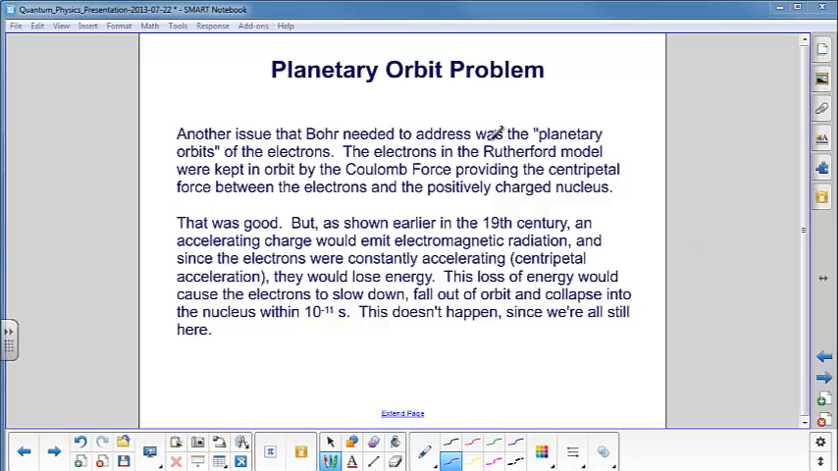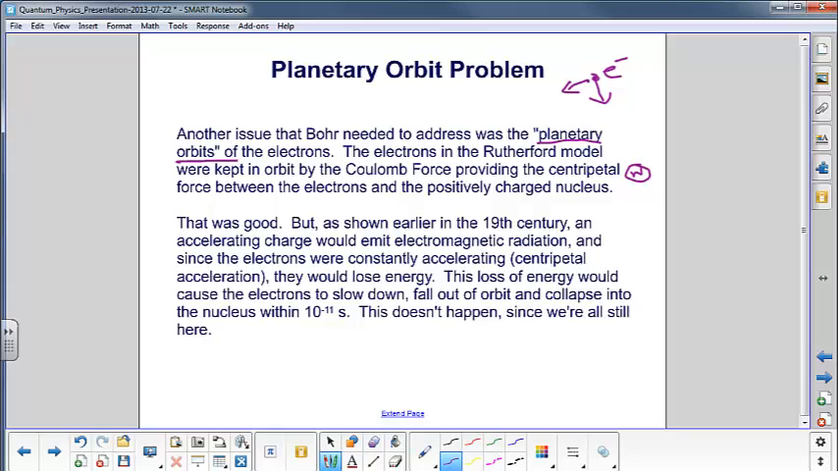Another issue that Bohr needed to address was the planetary orbits of the electrons. Now, the electrons in the Rutherford model were kept in orbit by the Coulomb force, so let's put the nucleus here, and here's the electrons out here, obviously not drawn to scale. Negative, positive, attractive force due to the Coulomb force, and since the electrons are going in a circle, at any one point their direction is tangent to the circle, the force is inwardly directed. So that Coulomb force gives you the centripetal force necessary to keep the electrons in orbit.